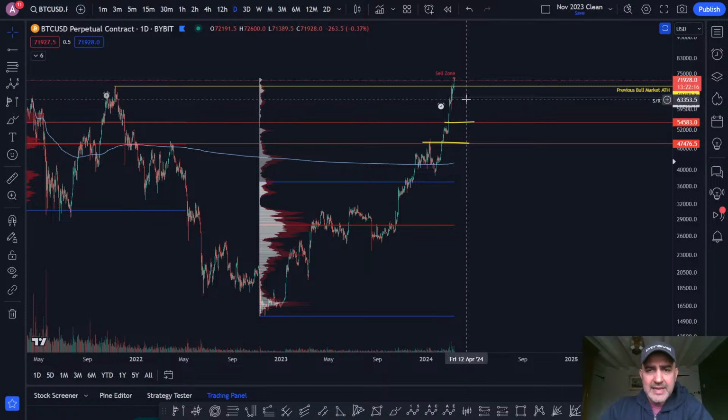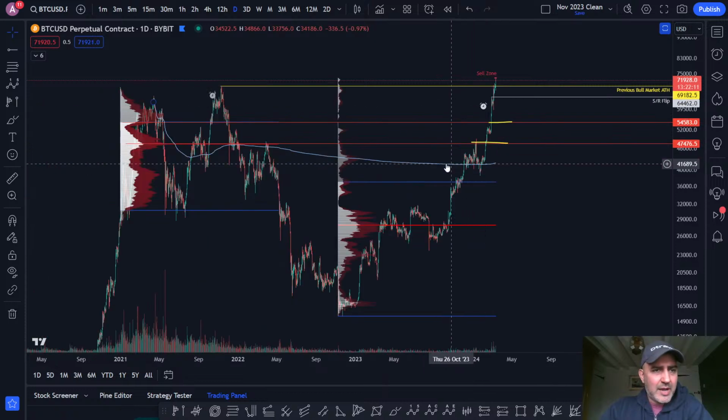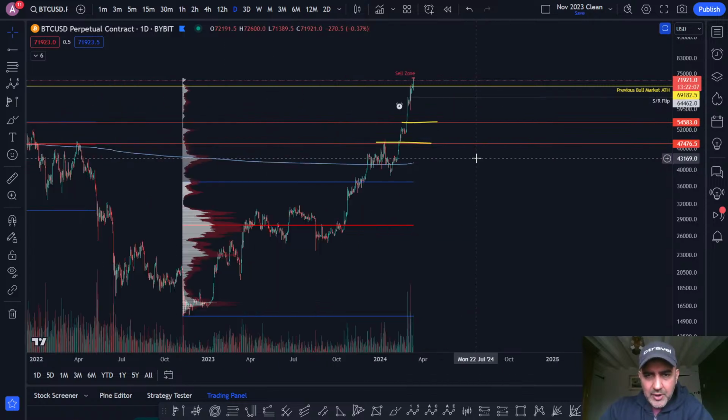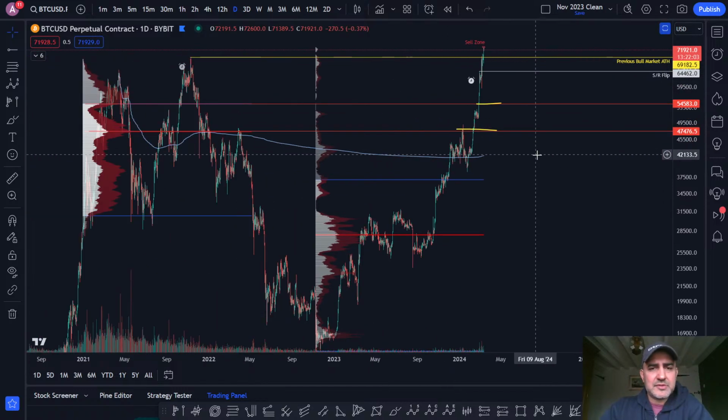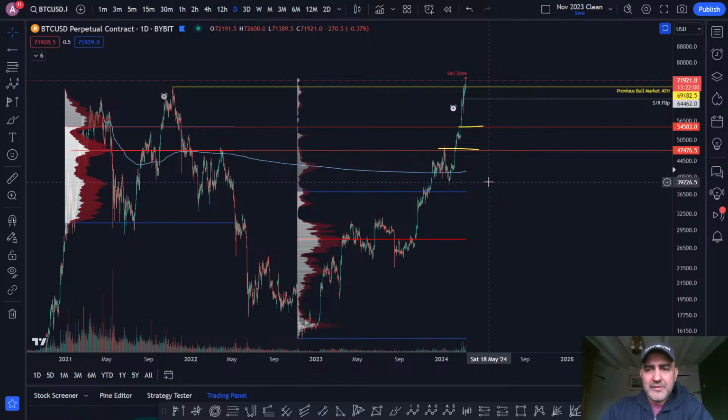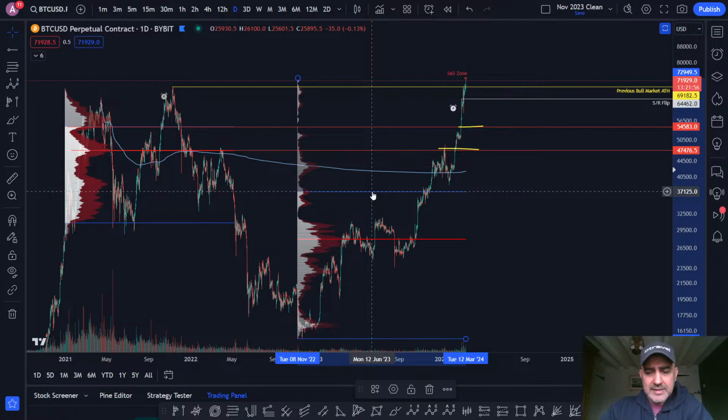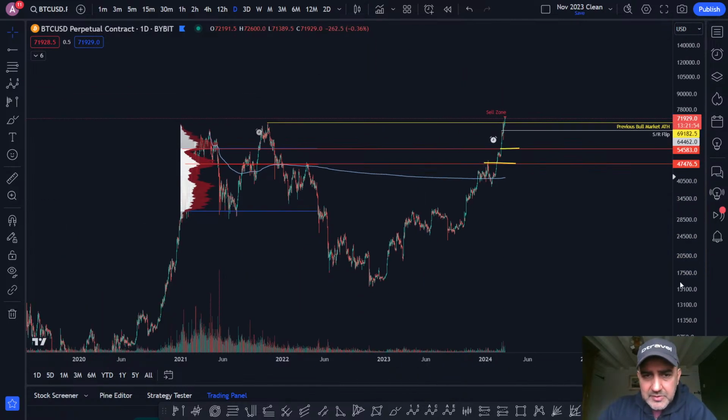Even if you get down to there, you still have this anchored VWAP from the previous bull market, from the first high, which will probably offer support as well. So you have some really crazy levels of support. I'm finding it very difficult that we're going to get down to 40K. Very difficult.